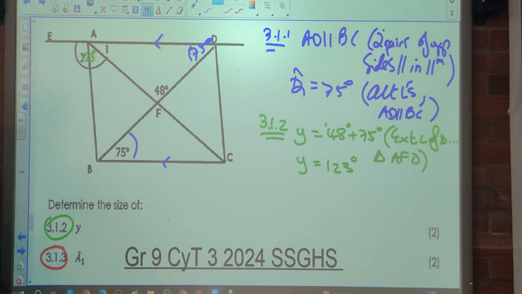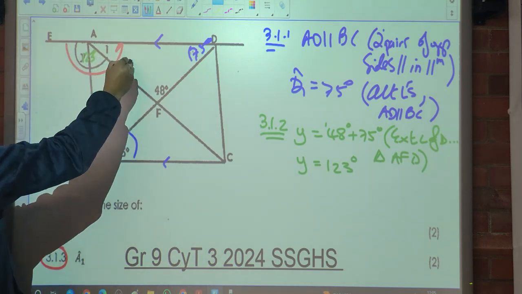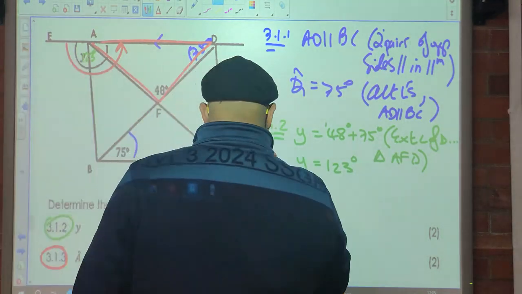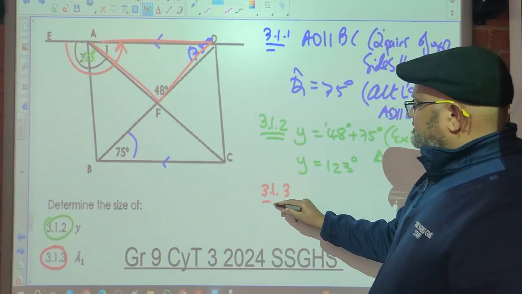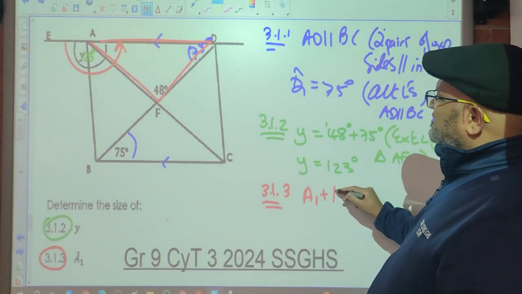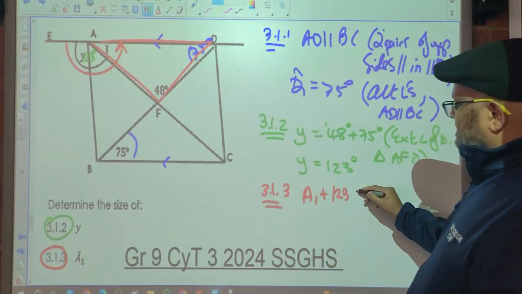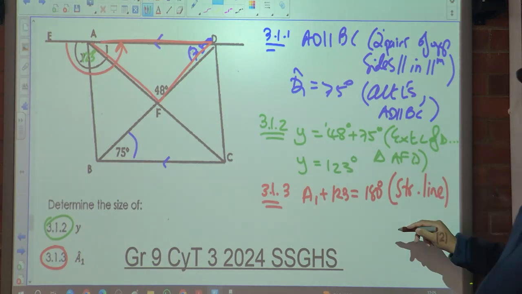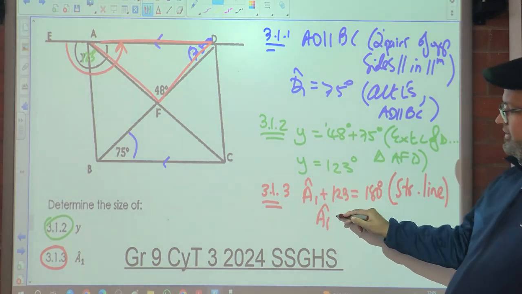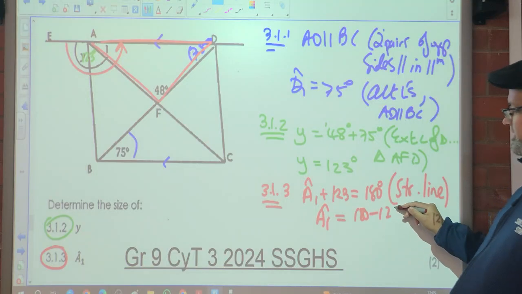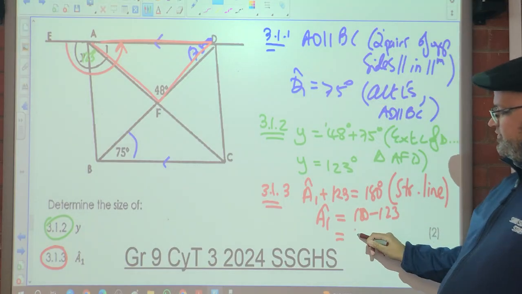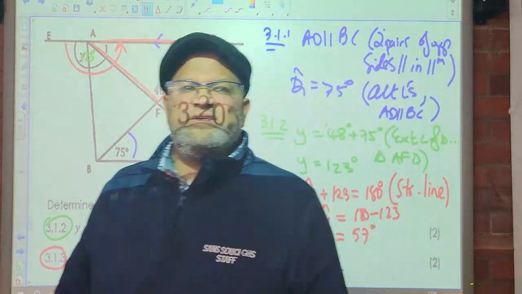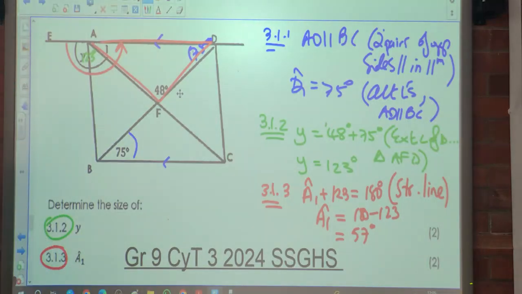3.1.3, A1. Angles on the straight line or sum of triangles, either or. Okay. So it's 3.1.3. So A1 plus 123 is equal to 180, straight line. So A1 is equal to 180 minus 123, which is 57. Is that correct? Any confusion there?